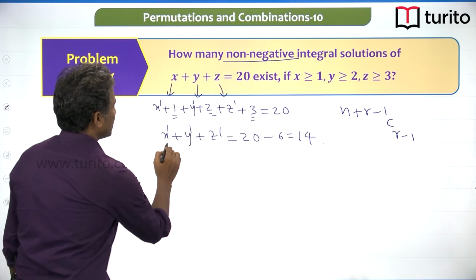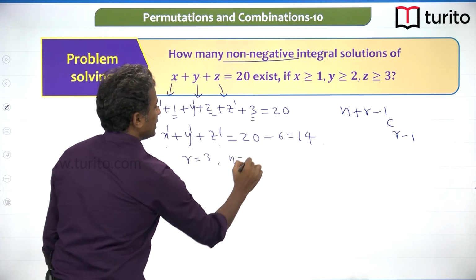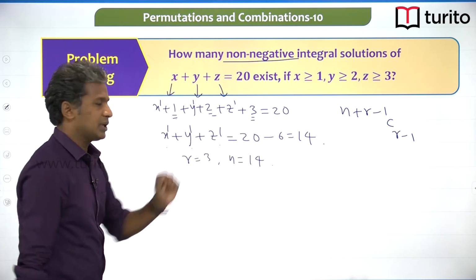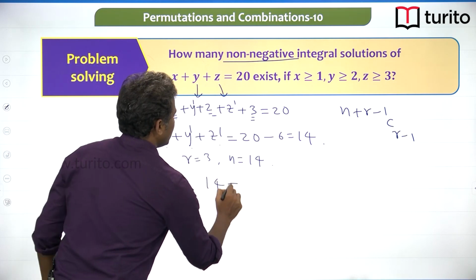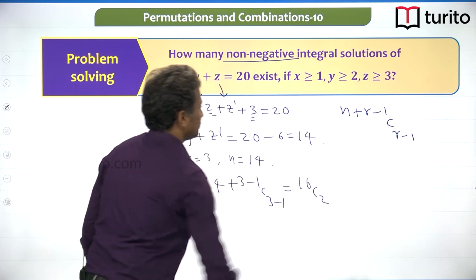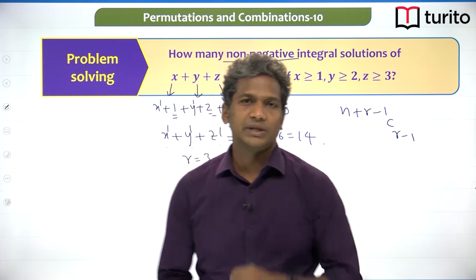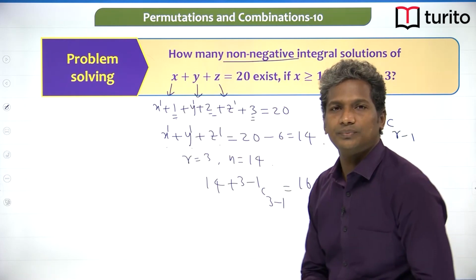Now, how many variables are there? 3 variables are there, so r is equal to 3. What is the sum of all variables? It is 14. So, we can apply the formula. It becomes 14 plus 3 minus 1 C 3 minus 1. So, the answer is 16C2. This way we can solve it very fast using dummy variables. I hope you digested the idea.